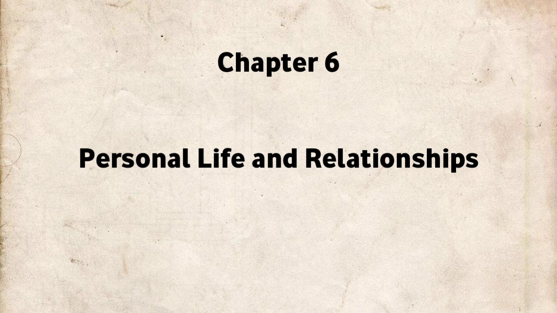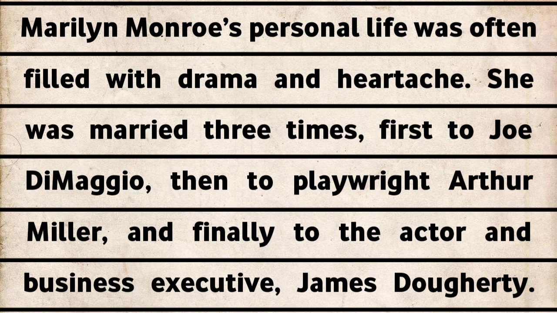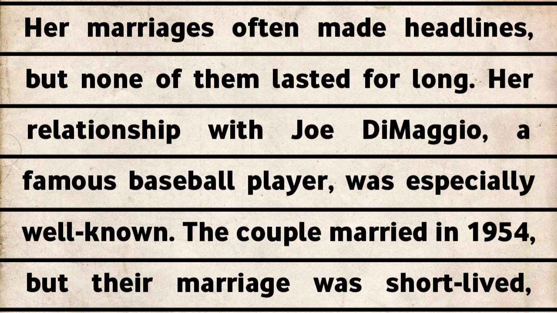Chapter 6. Personal Life and Relationships. Marilyn Monroe's personal life was often filled with drama and heartache. She was married 3 times, first to Joe DiMaggio, then to playwright Arthur Miller, and finally to the actor and business executive, James Dougherty. Her marriages often made headlines, but none of them lasted for long.